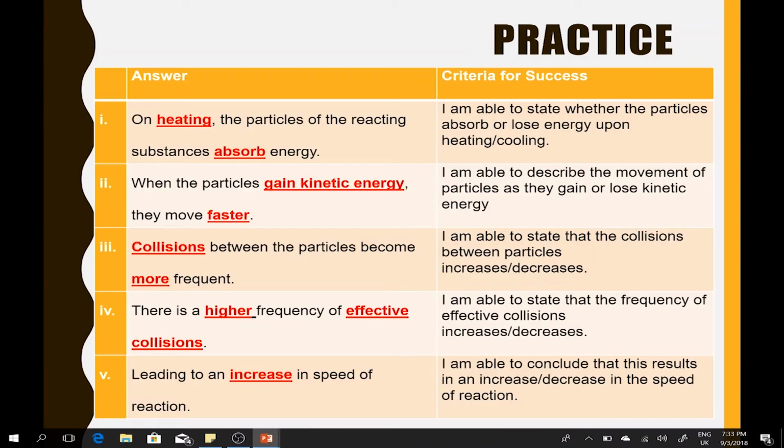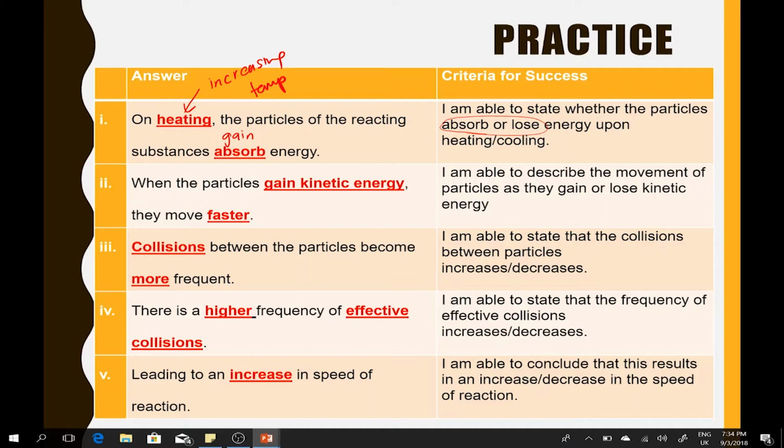If you look at your notes, we've given you the criteria for success for this type of question. There are 5 points altogether. Point number 1: you should be able to state whether the particles absorb or lose energy upon heating or cooling. In this case, you're increasing the temperature, so you're heating. So on heating, the particles absorb, so they gain energy. You can either put absorb or gain energy.